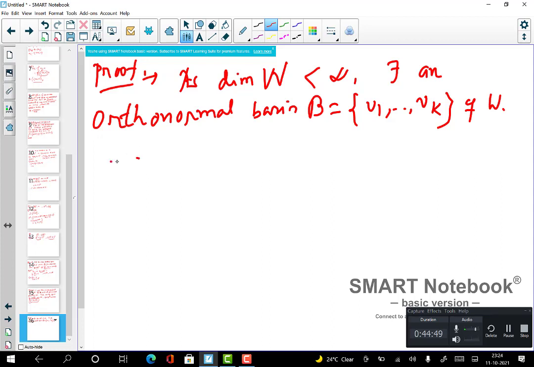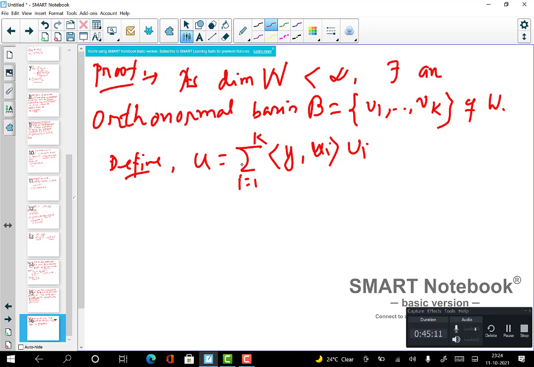Okay. So now we will define our u. So what is my u? y is given. You take the inner product of y with the basis vector vi. These are the coefficients of vi. So u is the sum of the inner product of y with vi times vi, i equal to 1 to k. And obviously k is the dimension of W because this is the basis, right? So you take the vector u, which is this, and obviously that means u is an element of W, right? Because u is a linear combination of the basis vectors of W.